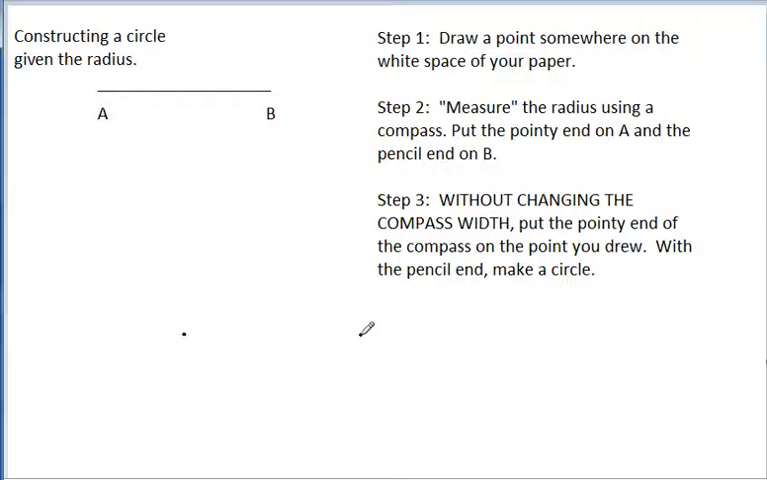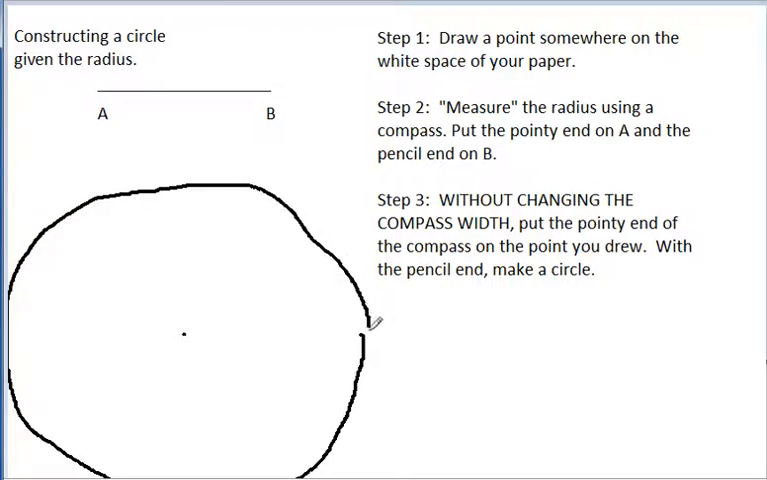And then you just start drawing. If I were you, I would just kind of spin the compass. And when you spin the compass, you should get a circle. And hopefully it'll be a pretty circle and not this crazy circle I just drew. But you guys get the idea. So once again, you measure the radius with your compass, put a dot somewhere on the white space, and then take that same measurement with your compass and draw a circle.